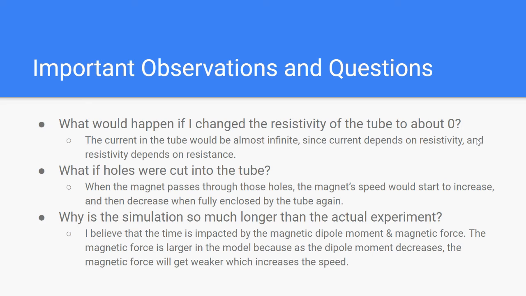And the last question is, why is the simulation so much longer than the actual experiment? I personally believe that the time is impacted by a magnetic dipole moment and a magnetic force. And the magnetic force is larger in the model because realistically, or with the formula, as the dipole moment decreases, the magnetic force is also going to get weaker. Which, when the magnetic force gets weaker, means that there's probably a larger speed in the end.